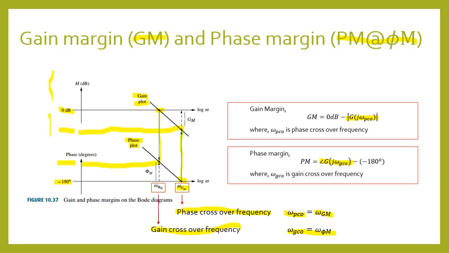So if you get a value above the minus 180 degree line, then you will get positive phase margin, and if you get a value below the minus 180 degree line, you should get negative phase margin.